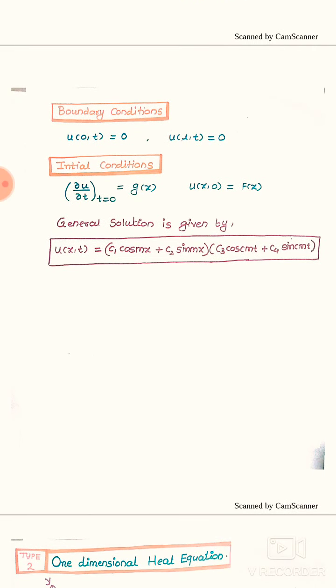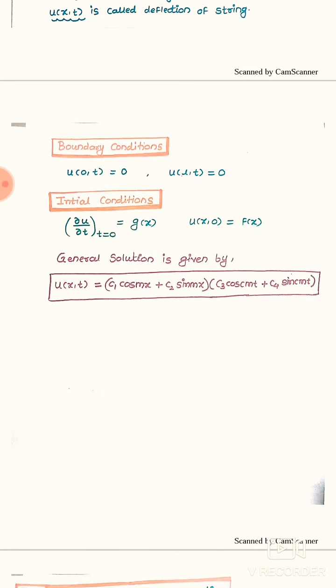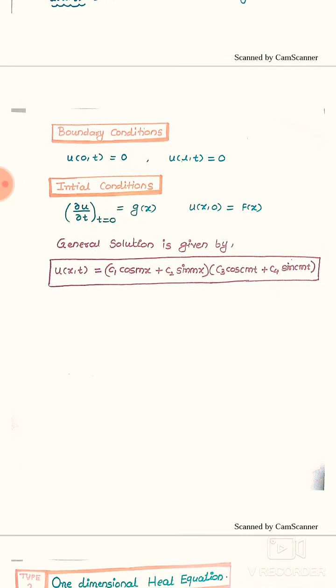The general solution, that means the deflection of string, is given by c1 cos mx plus c2 sin mx, into c3 cos cmt plus c4 sin cmt. This is the general solution to solve the wave equation. Students, try to remember this general solution. Our task is to find the values of c1, c2, c3 and c4, and then you will get the deflection of string. So this is type number 1.